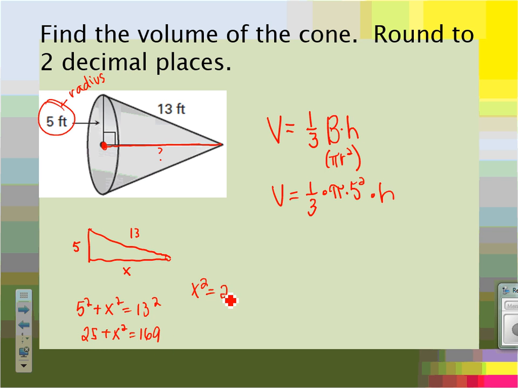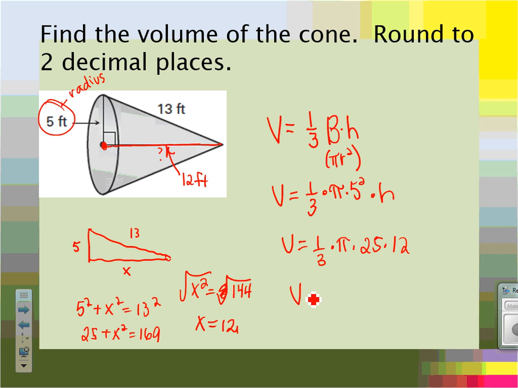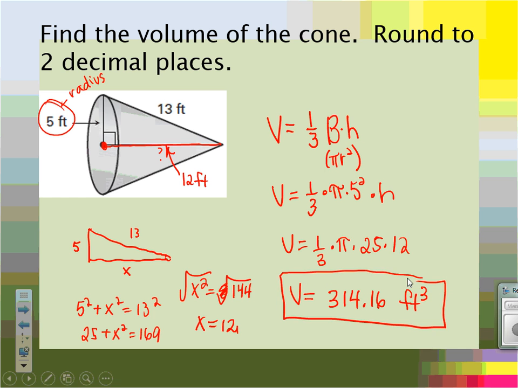X squared equals 144. 169 minus 25 is 144. Square root both sides, and I get x equals 12. So this would be 12 feet. All right, so then I'm going to plug that in. Volume equals 1/3 times pi times 25 times 12. And if I plug that into my calculator, I would get volume equals 314.16 feet cubed.